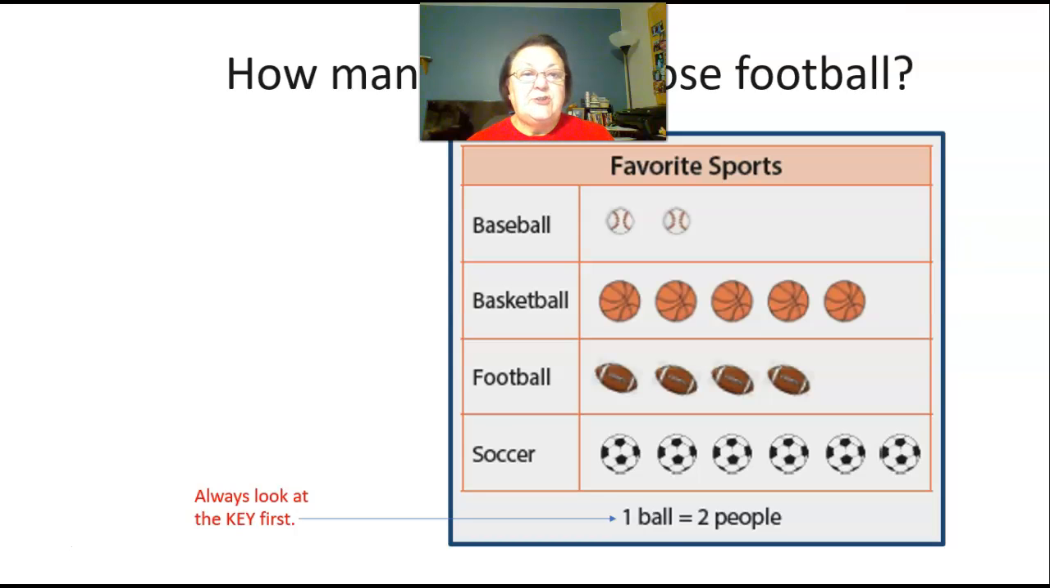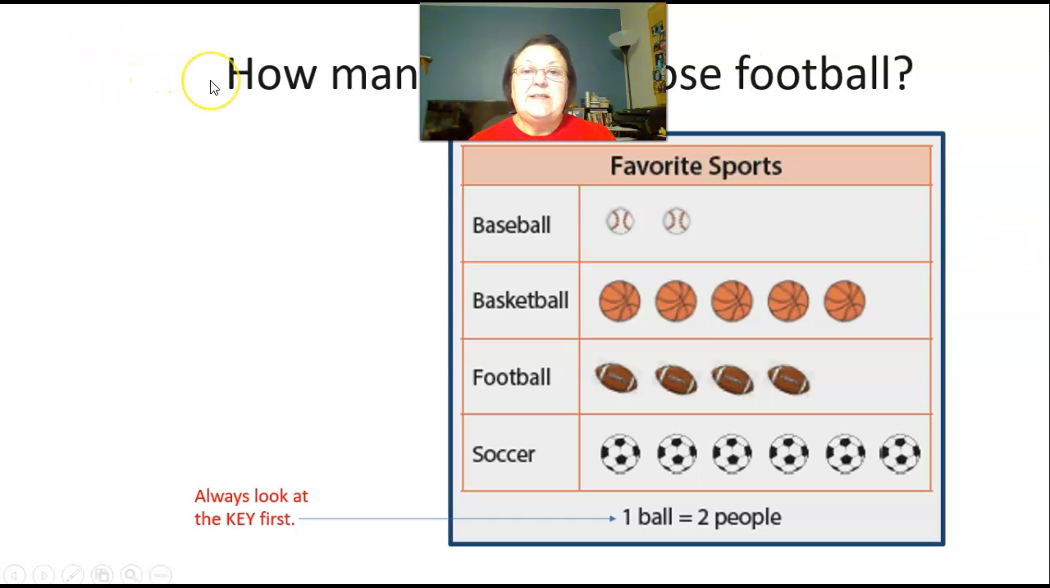So let's look at this chart. This is what we call a picture chart. And remember the one thing we always talked about, always look at the key first. So we need to look at the key to determine here how many people each ball represents. And if you look at our key, it tells us that every time we see one ball, we are going to count it as 2. So on this chart, we're going to be counting by 2s.